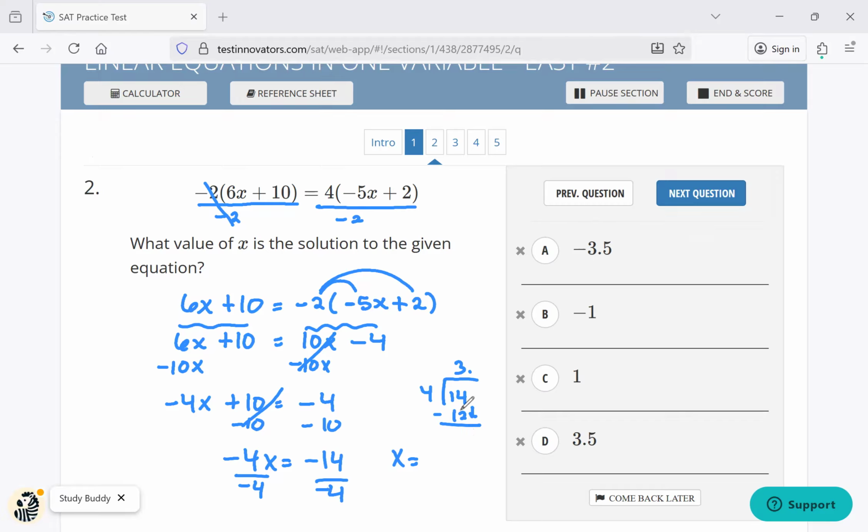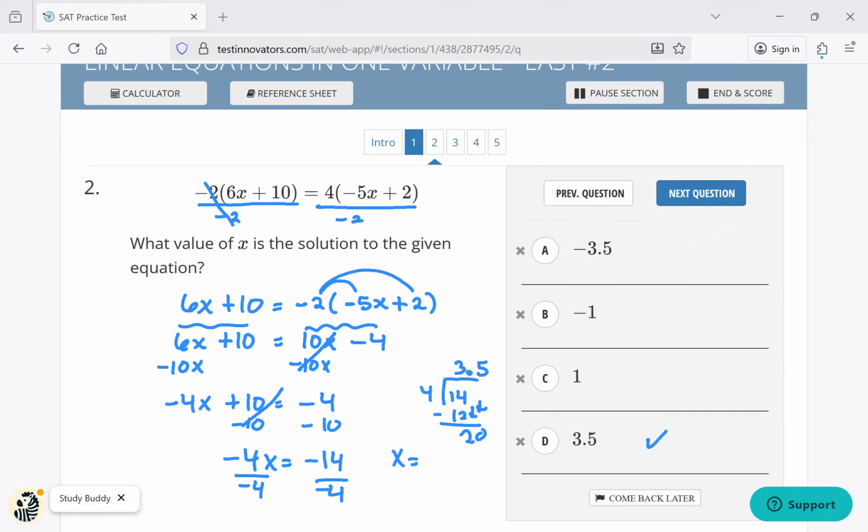What's 14 minus 12? 2. Bring down the 0. There we go. And then we're dealing with decimals, so you're going to put a decimal here. And then how many times does 4 go? 25. So your correct answer is 3.5.